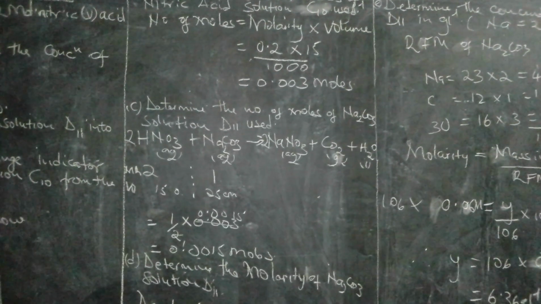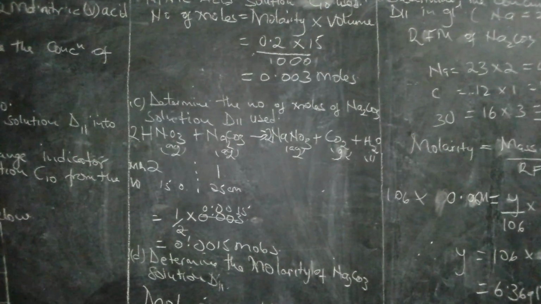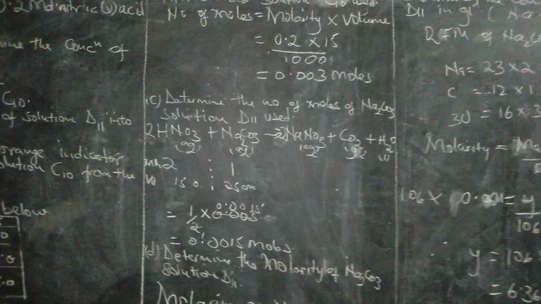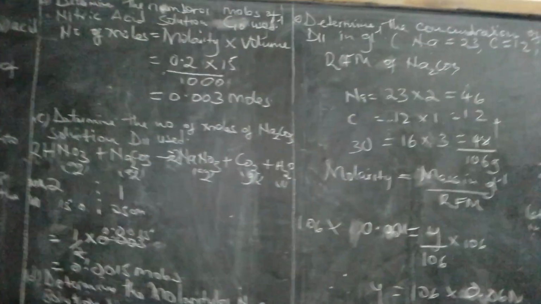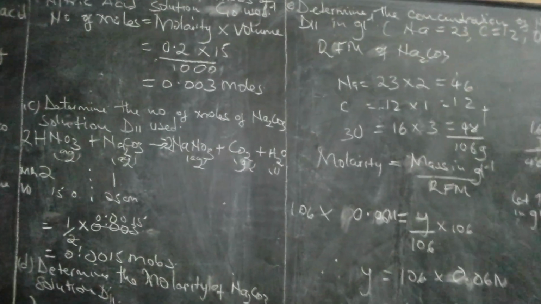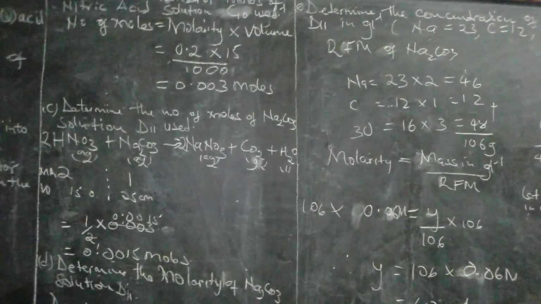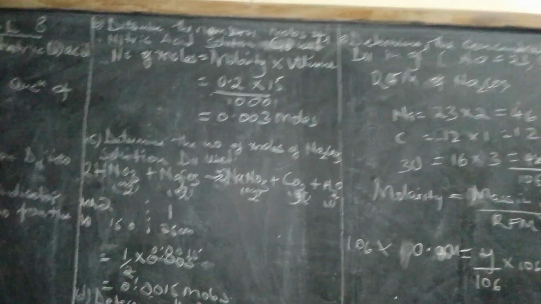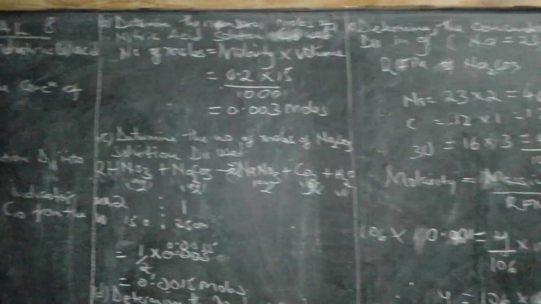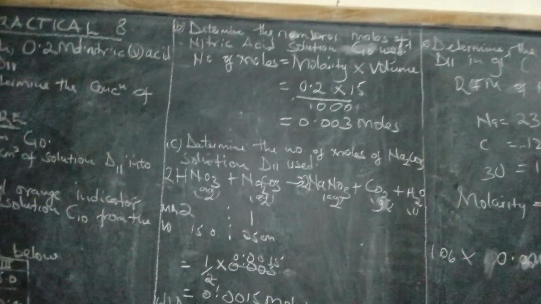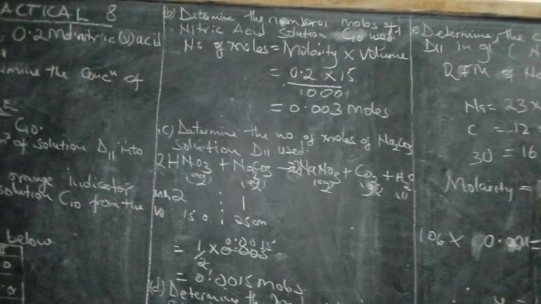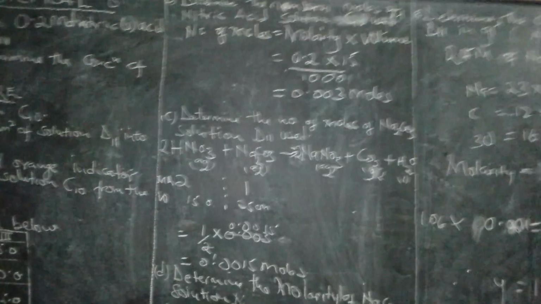Then we were told to determine the number of moles of sodium carbonate solution D11 used, whereby we wrote the chemical equation: nitric acid plus sodium carbonate, giving on the product side sodium nitrate, carbon dioxide and water. Water is a liquid, carbon dioxide is a gas, sodium nitrate is aqueous, sodium carbonate is aqueous, and nitric acid is also aqueous. So the mole ratio was 2:1.